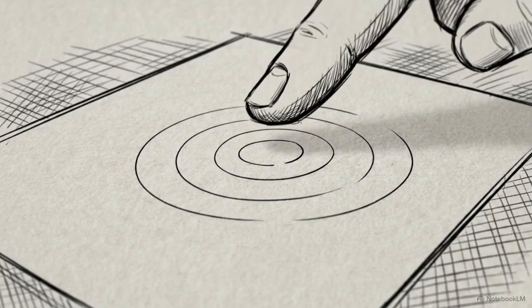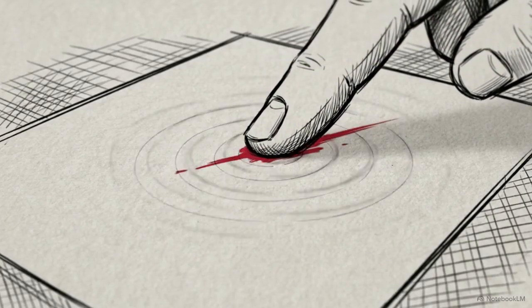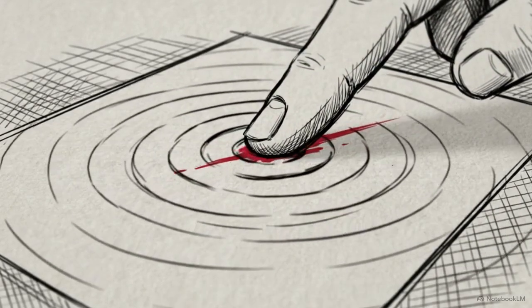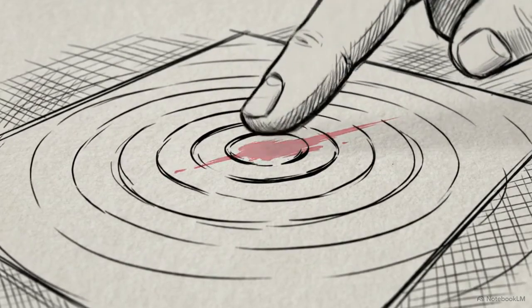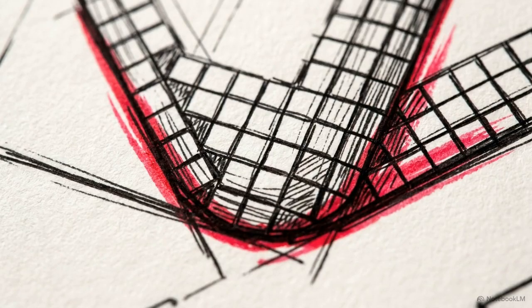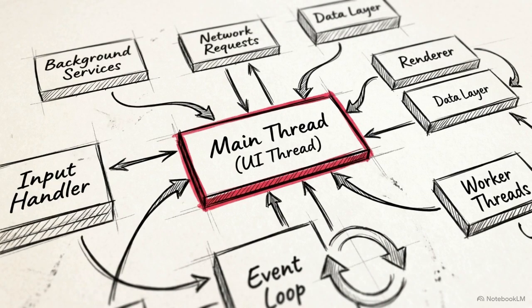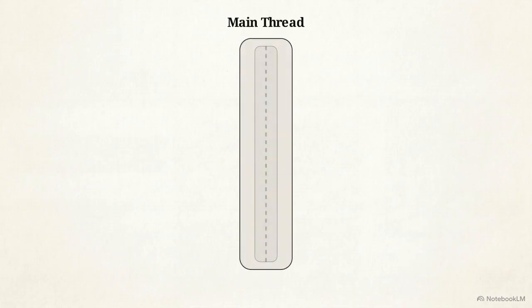When a user's finger touches the glass of a smartphone, the device has just a few milliseconds to process that physical contact and draw an entirely new image on the screen. Delivering that instantaneous response relies on a specific structural component of the Android operating system, the main thread, also known as the UI thread. The main thread carries a dual responsibility.